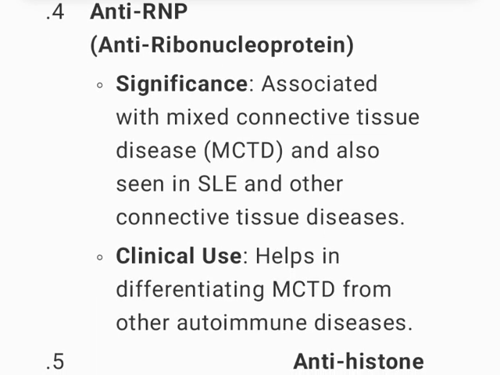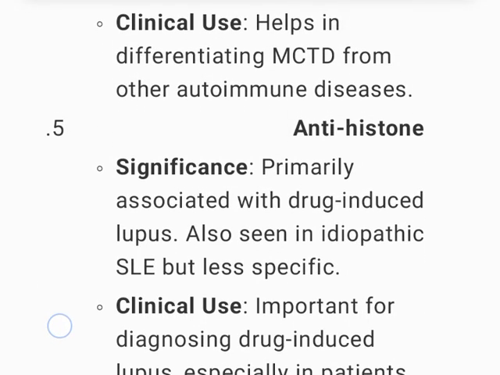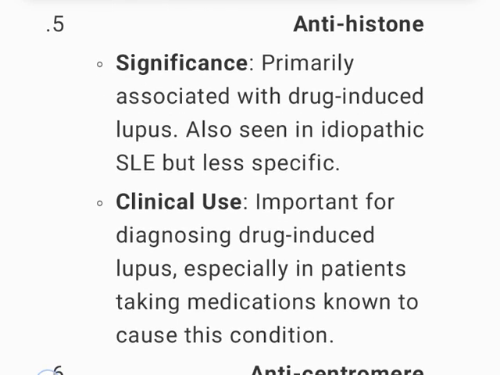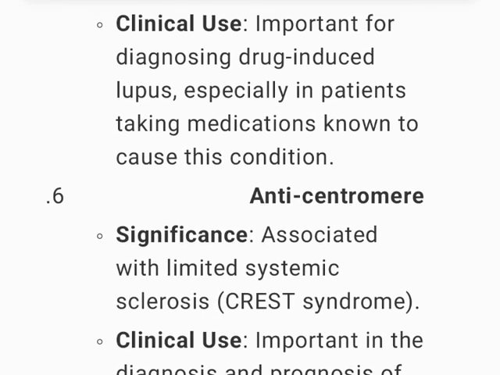4. Anti-RNP, anti-ribonucleoprotein. Significance: associated with mixed connective tissue disease, MCTD, and also seen in SLE and other connective tissue diseases. Clinical use: helps in differentiating MCTD from other autoimmune diseases. 5. Antihistone. Significance: primarily associated with drug-induced lupus. Also seen in idiopathic SLE, but less specific. Clinical use: important for diagnosing drug-induced lupus, especially in patients taking medications known to cause this condition.